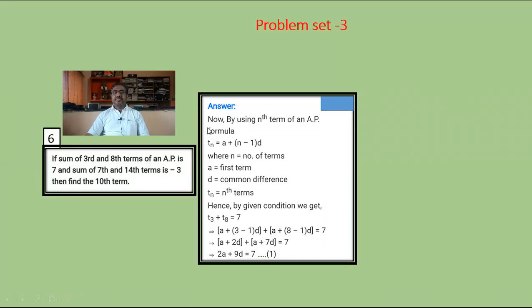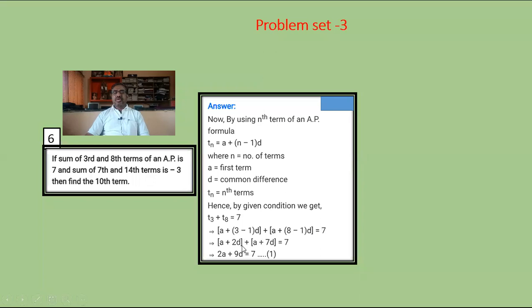Solution. The nth term of an arithmetic progression Tn is equal to a plus n minus 1 multiply d. By the given condition, the sum of the third and eighth term of the arithmetic progression is 7. Means T3 plus T8 is equal to 7. From Tn, a plus n minus 1 multiply d, we get T3, a plus 3 minus 1 multiply d, plus T8, a plus 8 minus 1 multiply d is equal to 7.